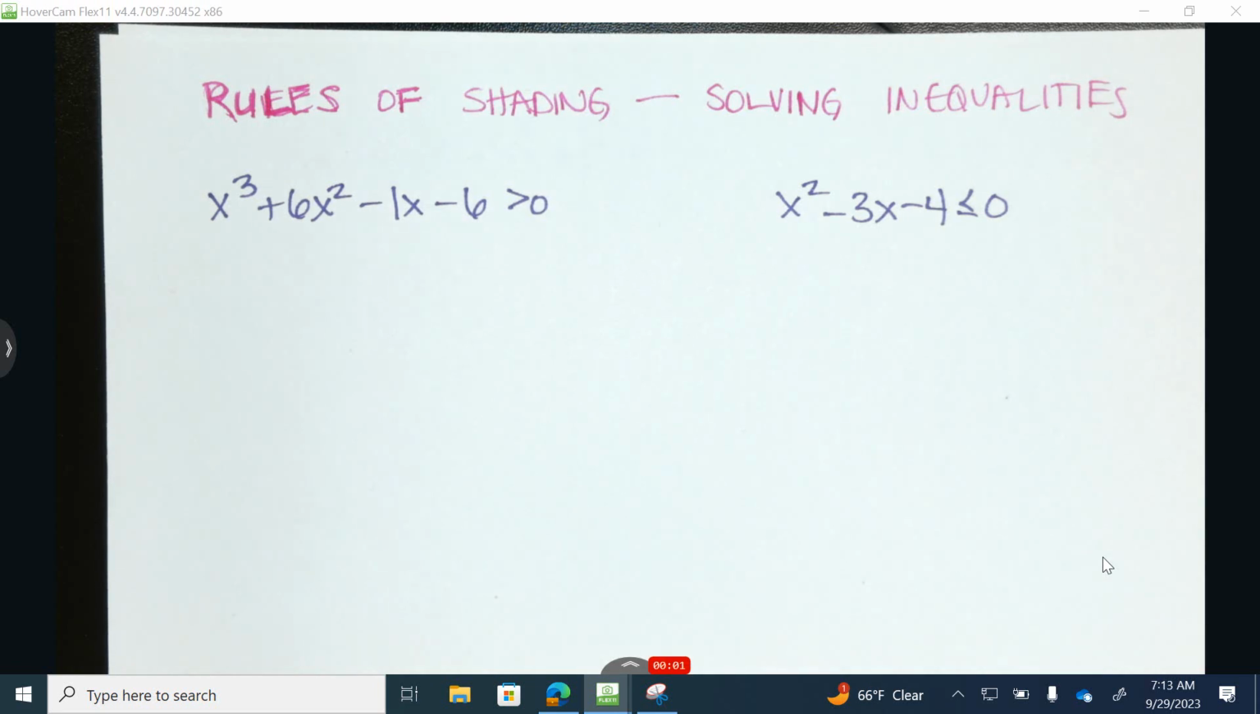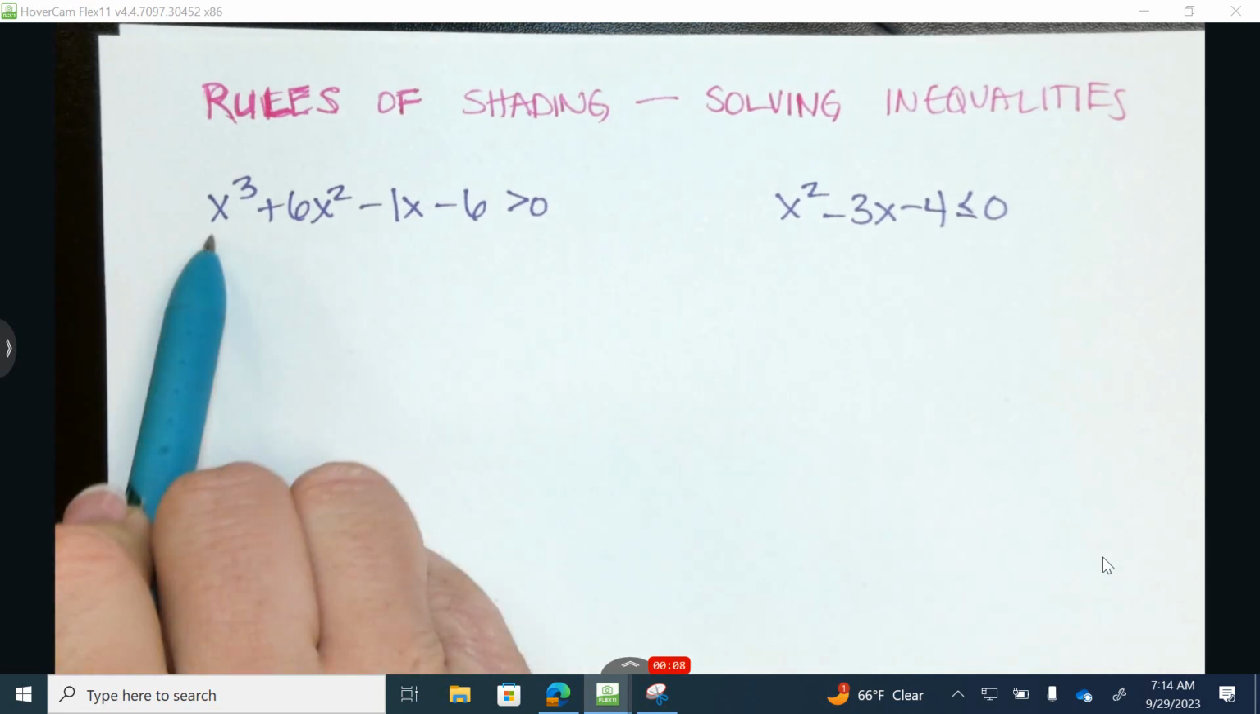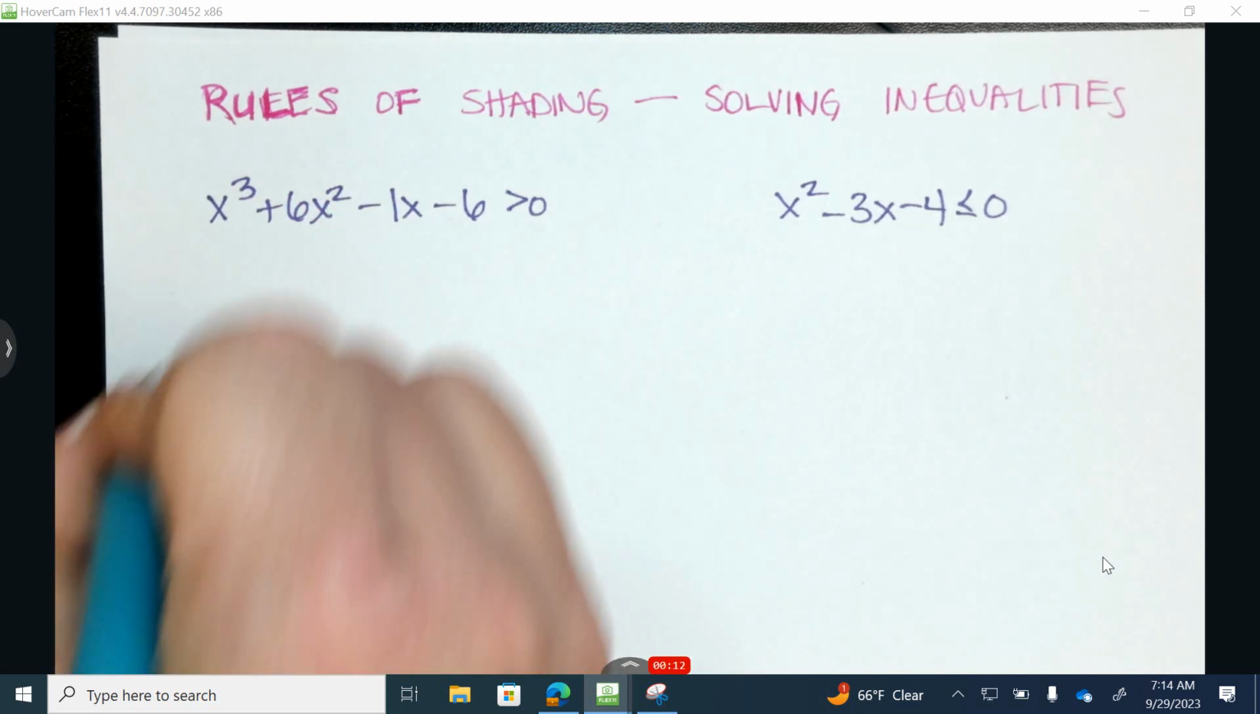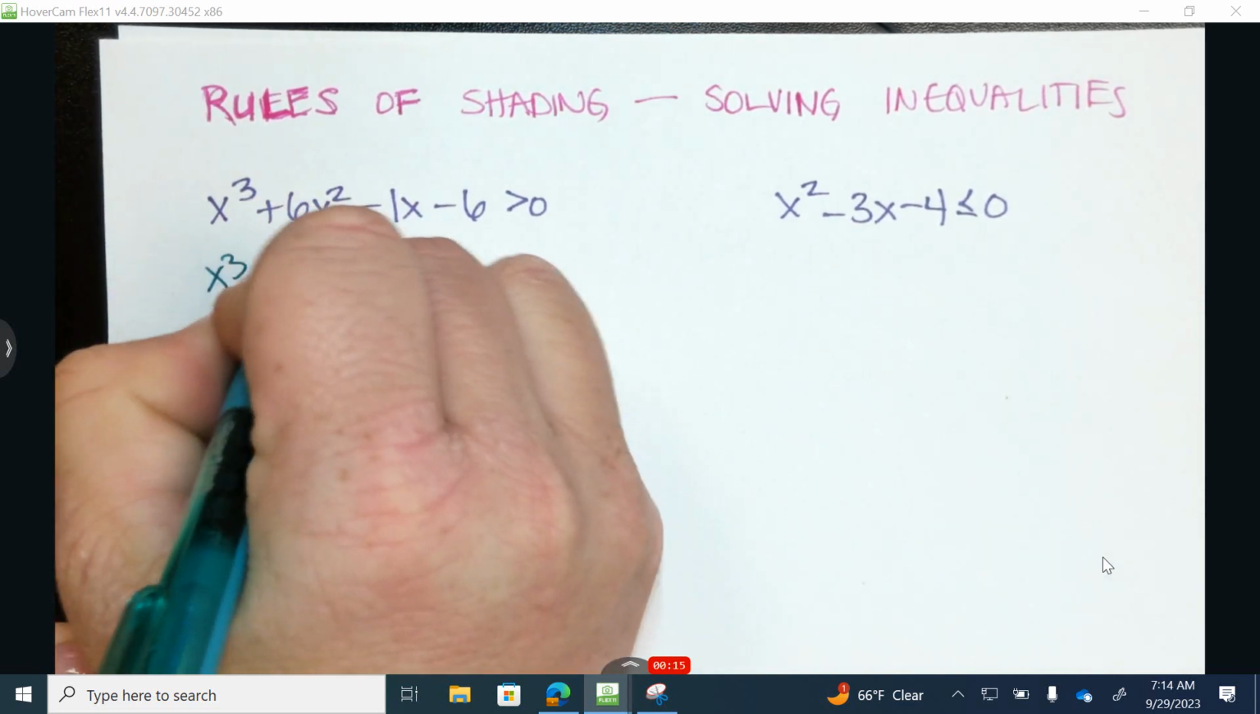What you would have learned in the videos, so it's just going to be a lot briefer. What are the rules of shading when it comes to solving inequalities? So the first thing we're going to do is take this and turn it into looking at it as if it is simply an equation.